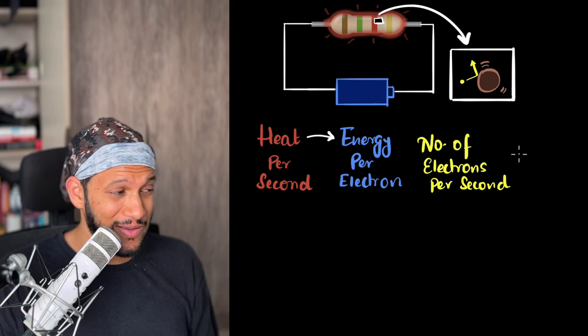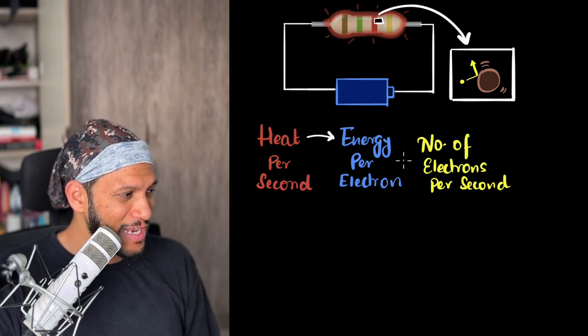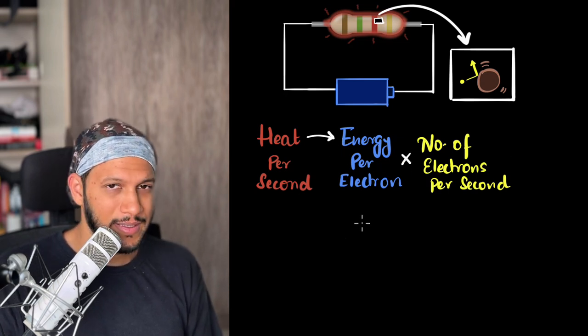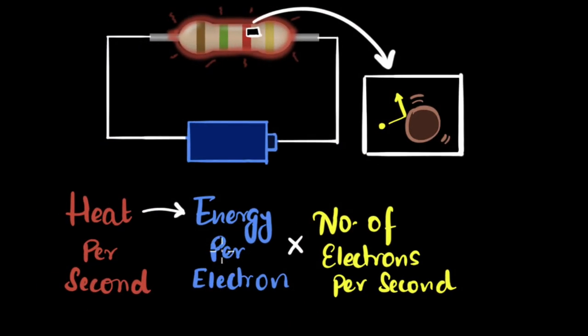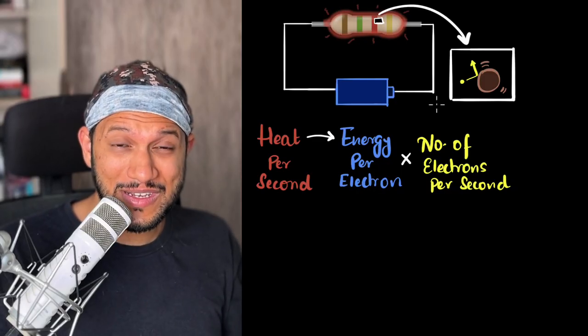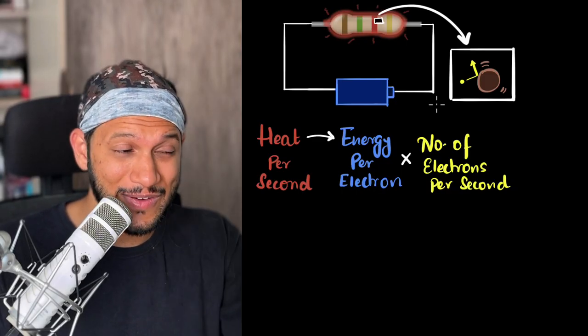And therefore, the second thing that matters is the number of electrons colliding per second. And so if you put this together, the heat generated per second depends on the product of these two. And if you look at it, it kind of makes sense, right? You have energy per electron, and then you have number of electrons per second. The electron cancels, and it gives you energy per second. That's basically the heat per second.